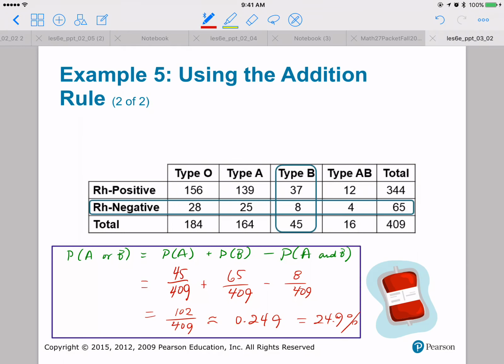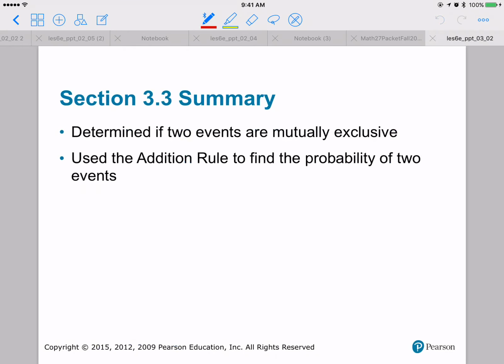Okay, so that sums it up for our summary here. We learned how to determine if two events are mutually exclusive. That essentially means that the probability of A and B is equal to 0. And this plays a role in which addition rule formula you use. So we've got two formulas.